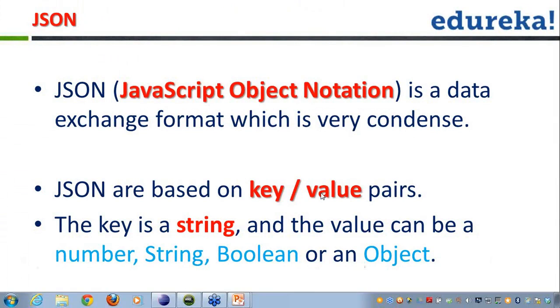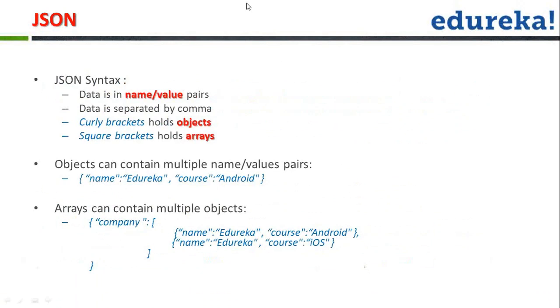So the JSON, as everybody would be aware, is the JavaScript Object Notation. It is a data exchange format which is very condensed. The condensity of this particular object is that it actually preserves all the objects as key value pairs. So the JSON objects are based on key value pairs. The key here is a string, and the value can be a number, string, boolean, or even an object. So if I'm passing an object from a web service, that is how I'll be using the JSON object.